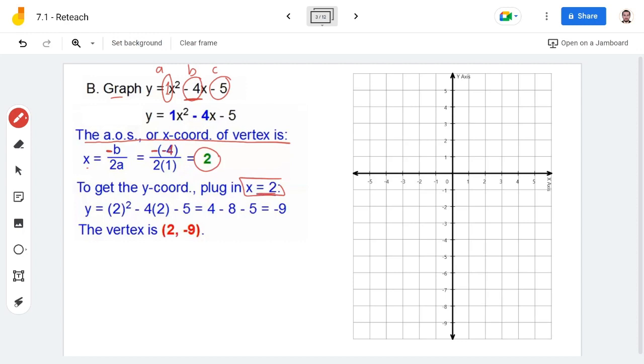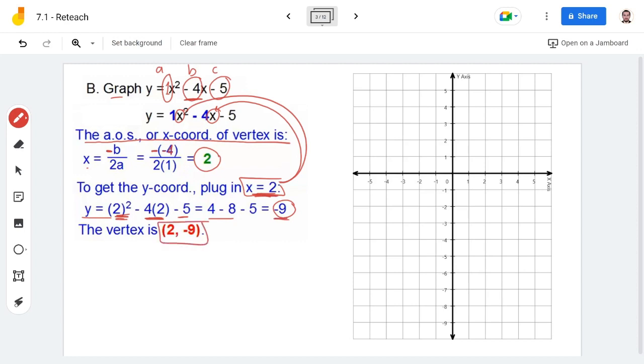Now we need to plug this x into the function here. We need to replace each x with 2, okay? So now y is equal to 2 to the power of 2 minus 4 times 2 minus 5. So my final answer will be negative 9. So now I have x is 2, y is negative 9. So this one is my vertex.